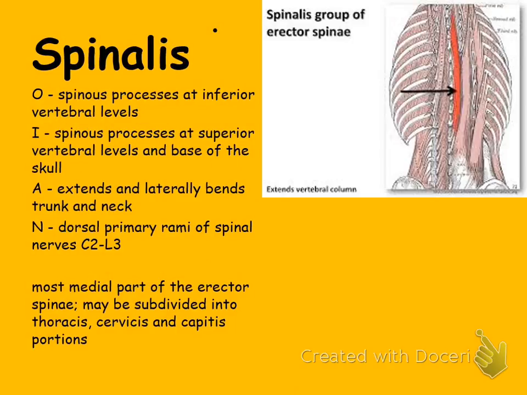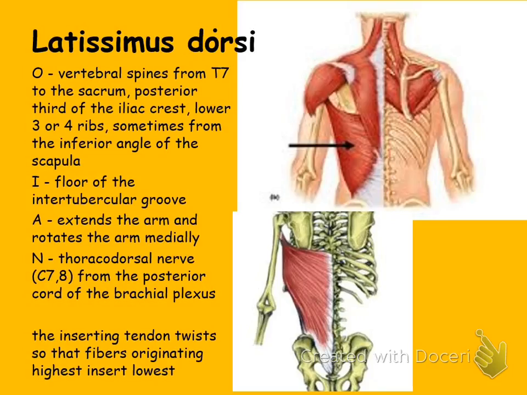Spinalis, another small muscle in the lower back, middle back, goes all the way up from the inferior vertebral levels, inserts on the spinous process of the superior vertebral levels, clear to the base of the skull. Externally extends the back. Another one that you can see, those others, the back muscle ones, you really can't see and look at too much unless you start dissecting people.